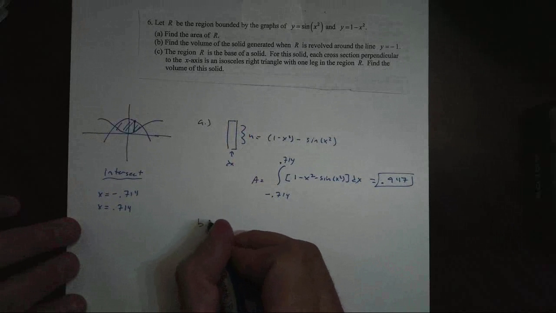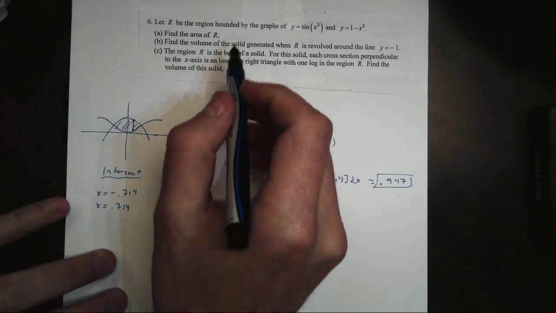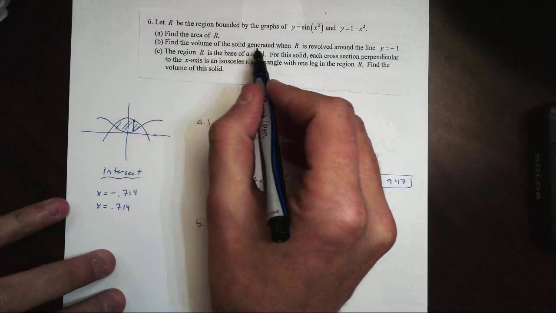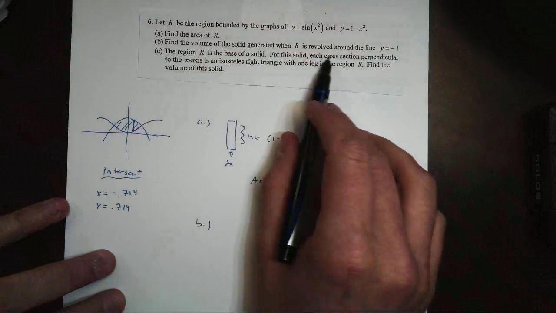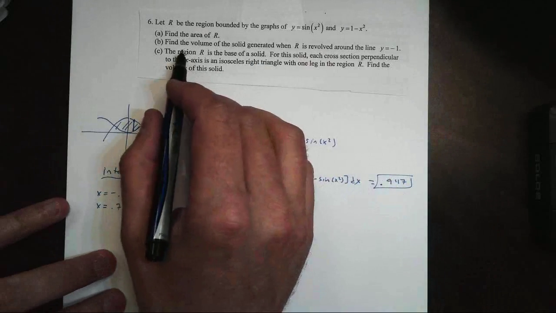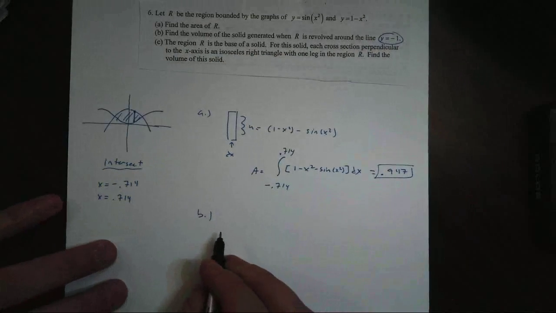Now for part B, is the one that a lot of people have a hard time with. This is our cross section right here, so be very careful. In this case right here, they're talking about generated when revolved about the line. This is our revolution. C is our cross section. So for part B is actually our volume. We're revolving about the line y equals negative 1.